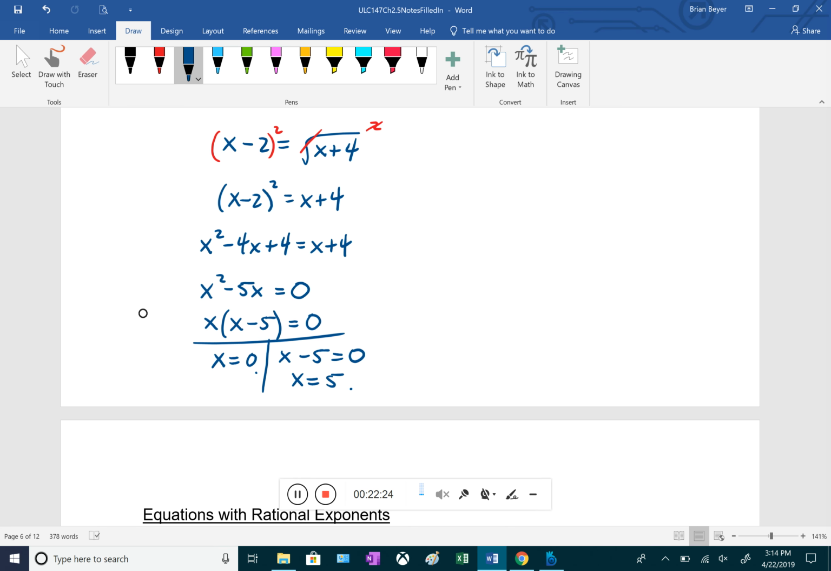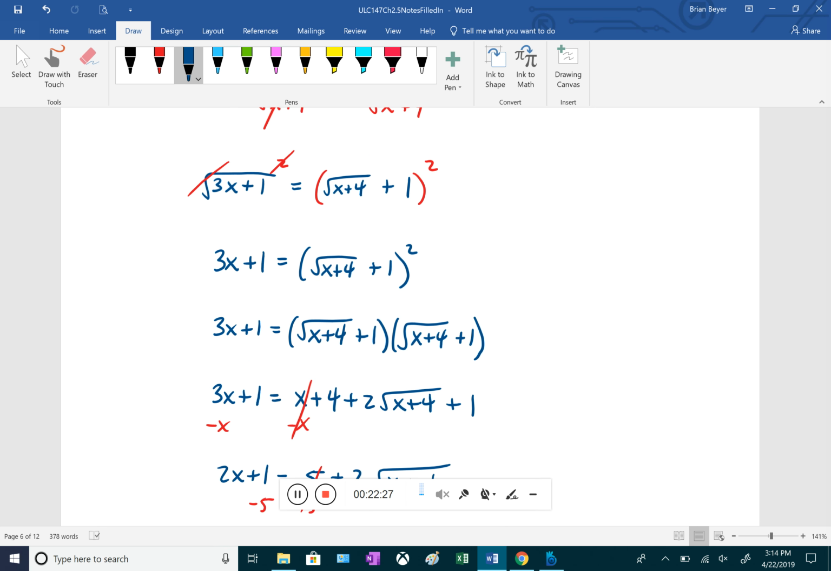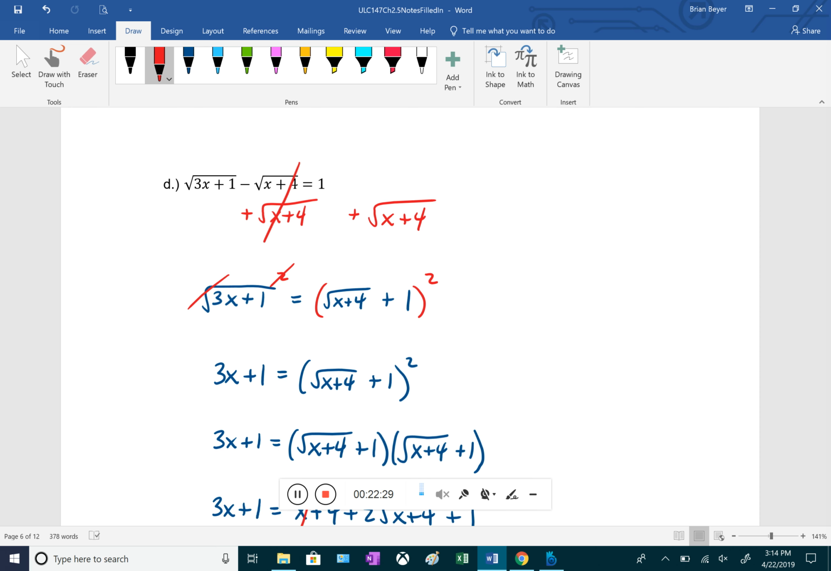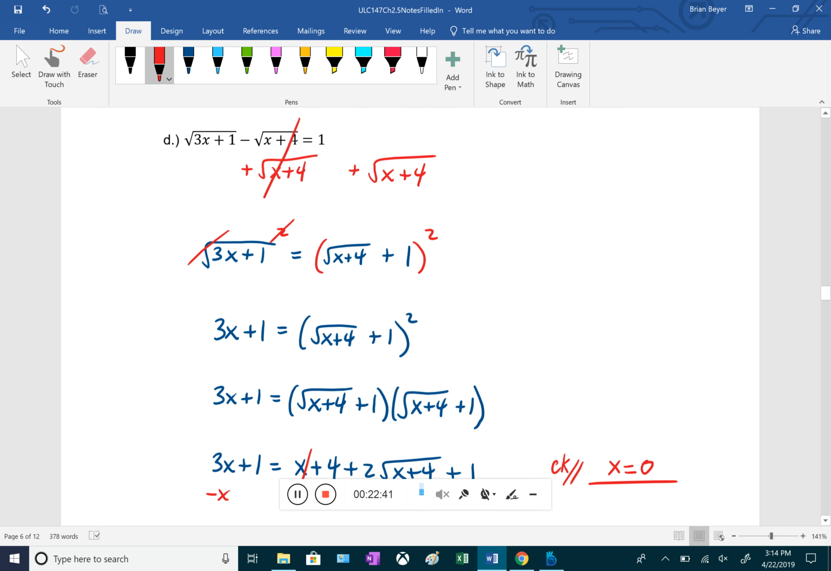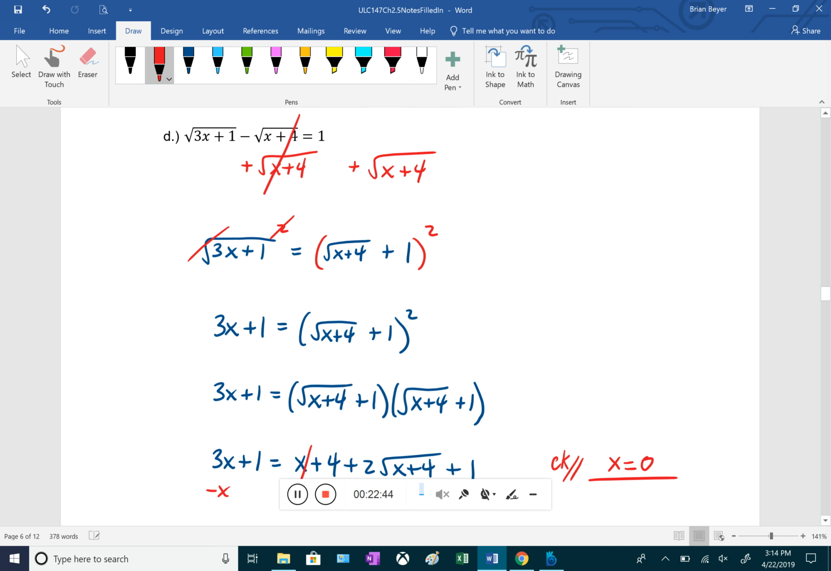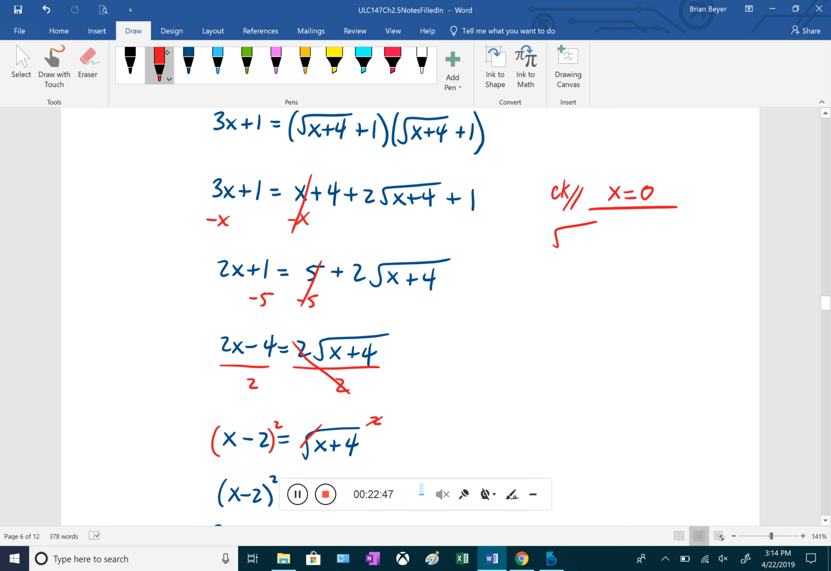So super messy. But now we have to check these in the original. So let's check. I'll do it down here a little bit. Let's check this for x equals 0 first. So we have to plug in a 0 into the original, this original one. So it's the square root of 3 times 0 plus 1 minus the square root of 0 plus 4. And we want to see if this equals 1.